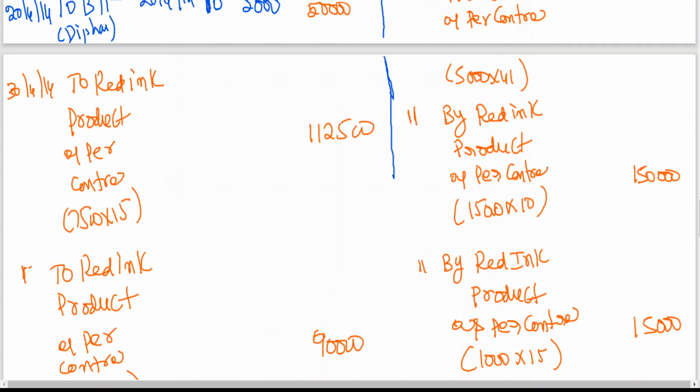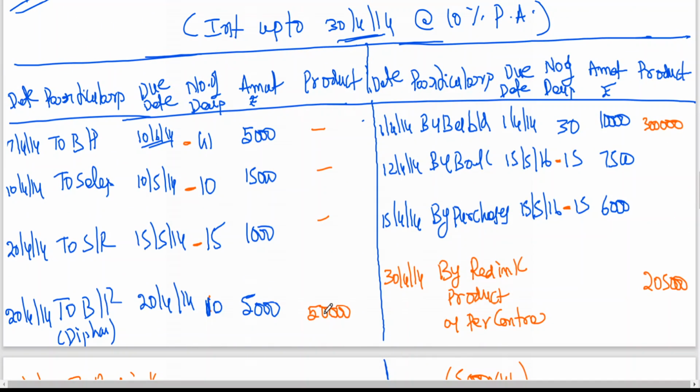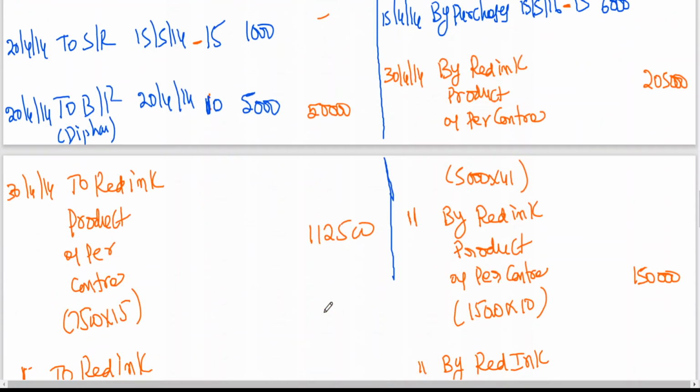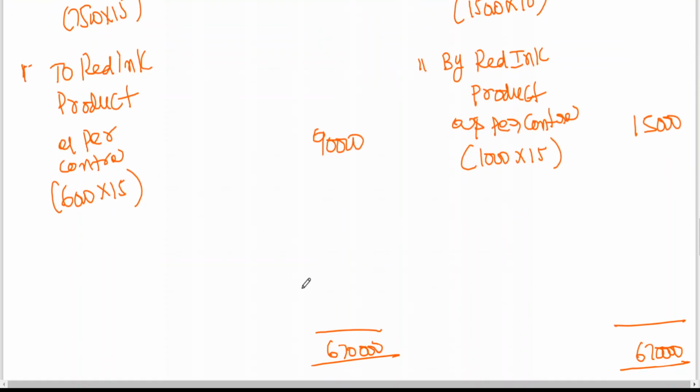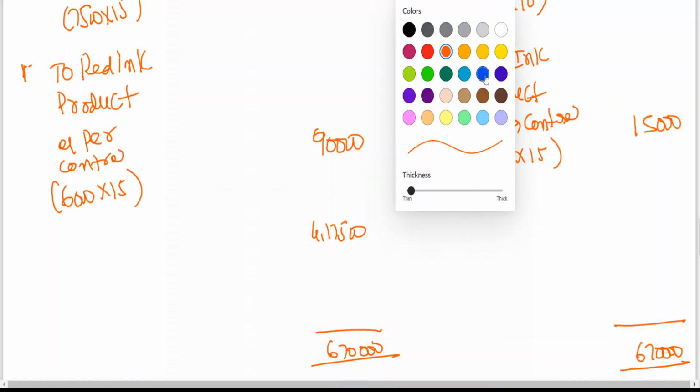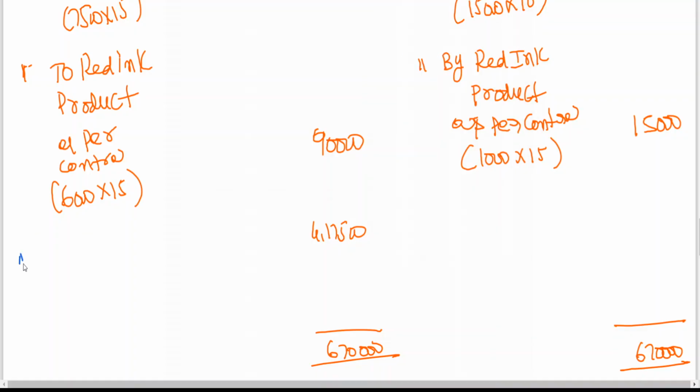6 lakh 70,000 minus 50,000. Take the correct minus 50,000 minus 1 lakh 12,500 minus 90,000. We'll be getting 4 lakh 17,500. This I am right. To balance of product.